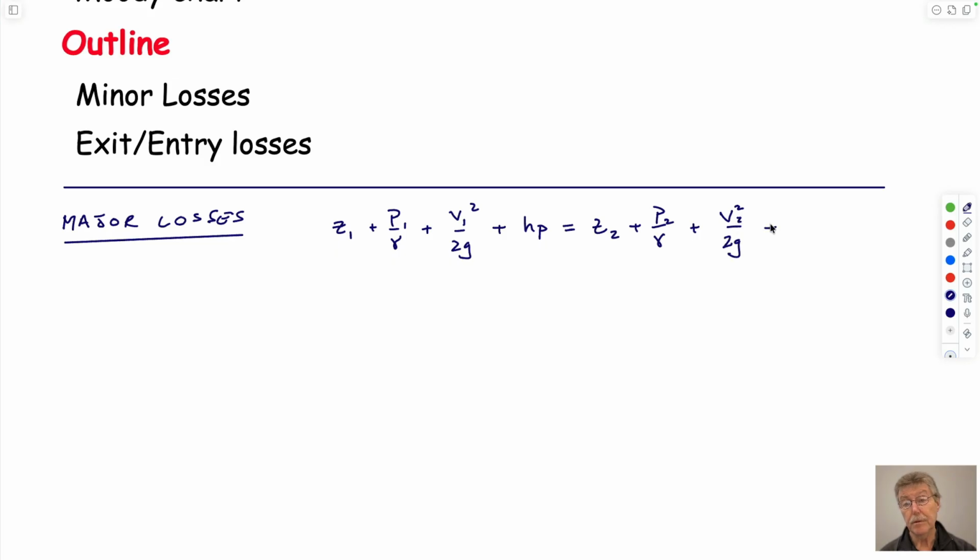2g plus the sum of the major losses and the sum of the minor losses. We know that, I don't mean to just repeat this unabashedly. Am I doing something wrong?